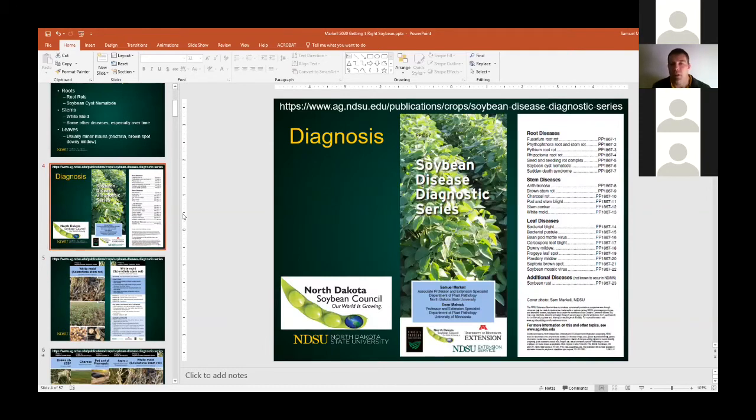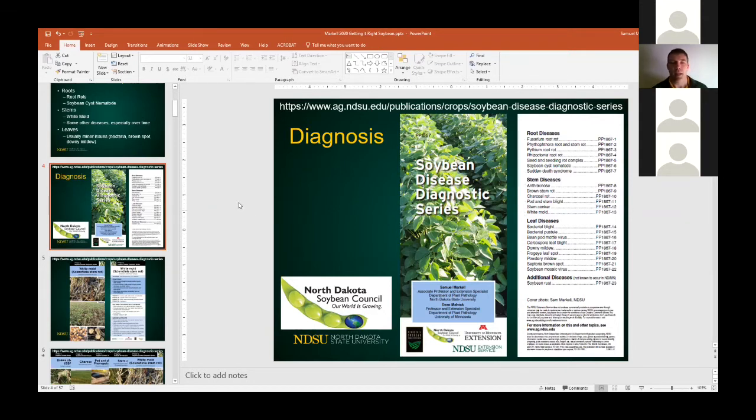So we'll start a little bit with diagnosis before we get into some of the root rots and white mold. Diagnosis is really important, especially if you're newer to soybeans, so you'll see things that you might not have seen before. And to try to get something into your hands that you could look at in the field that was field quality and try to identify what was going on, the North Dakota Soybean Council and the Minnesota Soybean Promotion Board put together, or gave us funding to put together, a diagnostic series that was specific to North Dakota and northern Minnesota. And the way we organized this is we grouped them into root diseases, stem diseases, and leaf diseases.